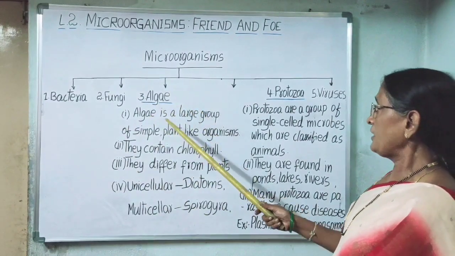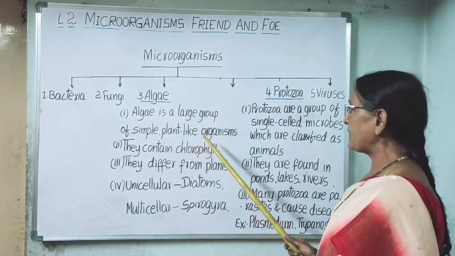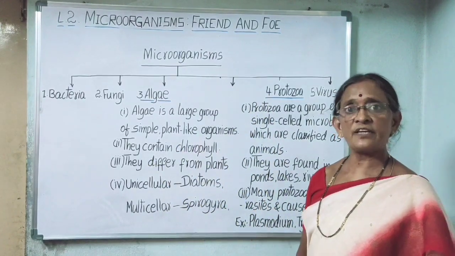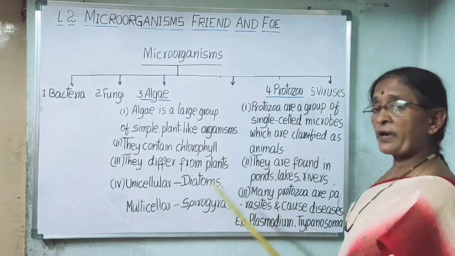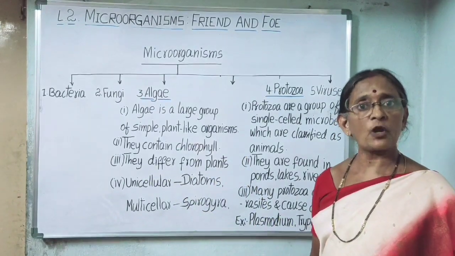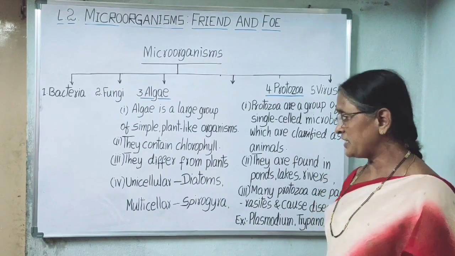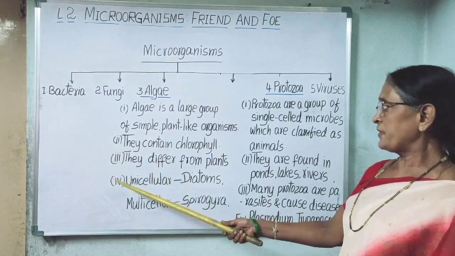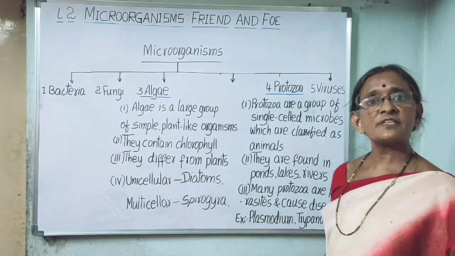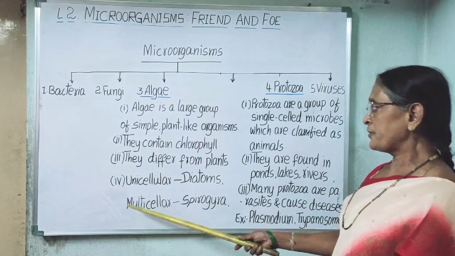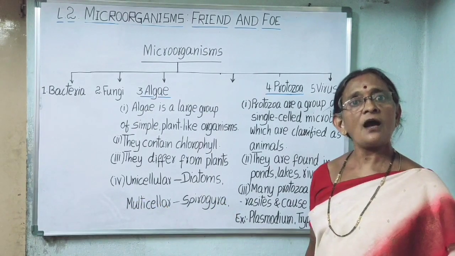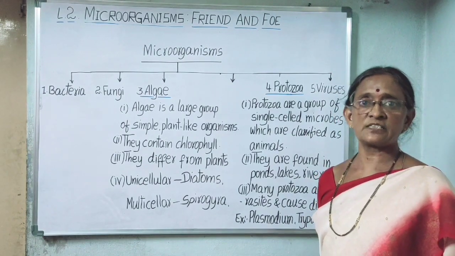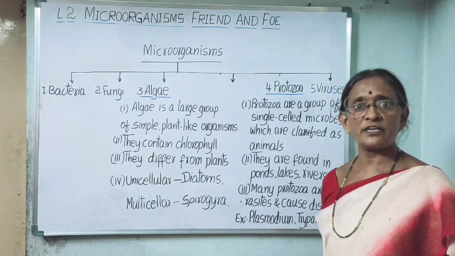Algae. Algae is a large group of simple plant-like organisms. They contain chlorophyll, hence they can prepare their own food. They differ from plants because they do not have proper roots, stem and leaves. They may be unicellular or multicellular. Examples for unicellular are diatoms and chlamydomonas. Examples for multicellular are Spirogyra and blue-green algae. Blue-green algae have the capacity to fix nitrogen in the soil from the atmosphere.